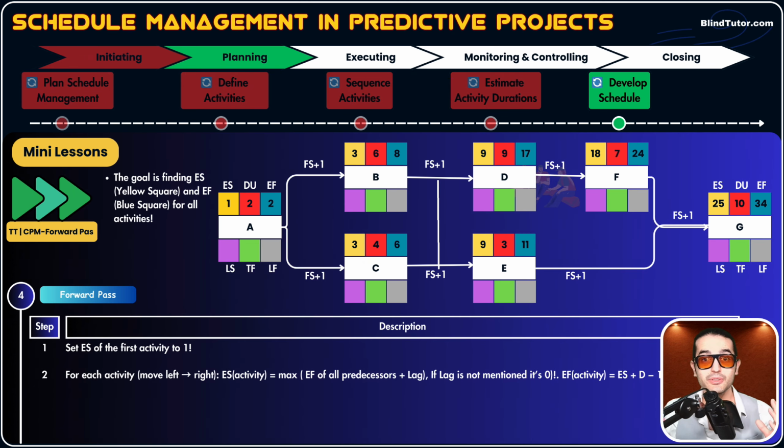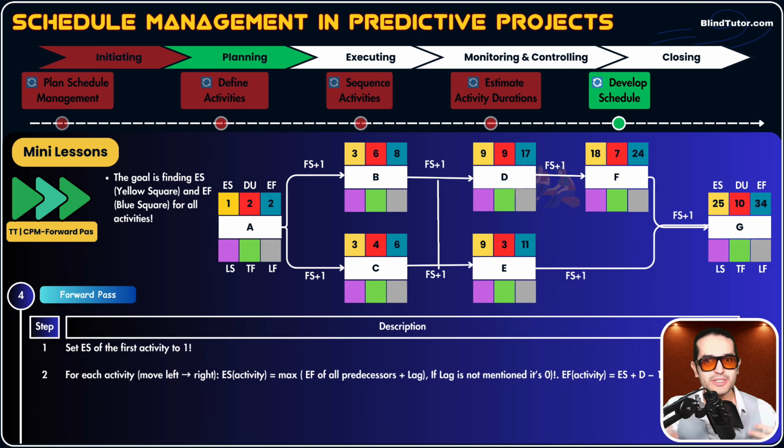Now, guys, let's calculate EF of activity B. To calculate EF of activity B, we add 3 and 6. We add ES plus duration minus 1. 3 plus 6, 9. Minus 1, 8. So 8 is the EF of activity B.